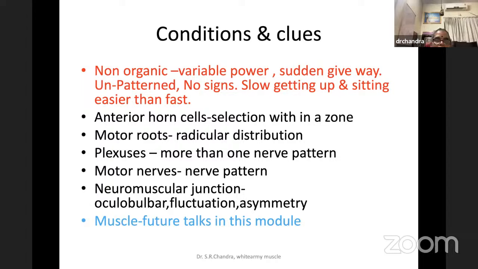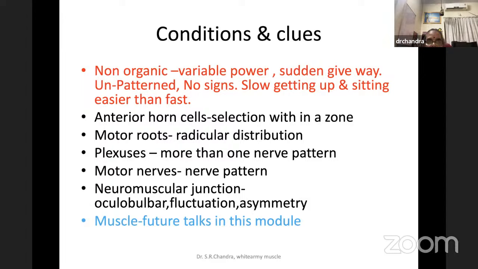Then we want to see whether it is an anterior horn cell disease. So there is another pattern that is called selection within a zone. In some case discussions we have seen, each zone has got a group of muscles. For example, C5 supplies supraspinatus, infraspinatus, subscapularis, biceps, deltoid. So if it is a root involvement, all these muscles will have some degree of involvement.